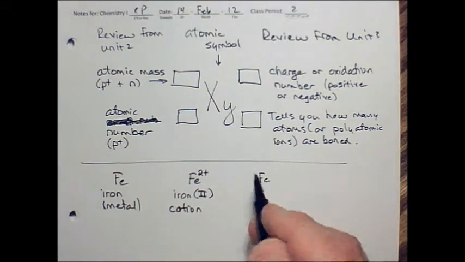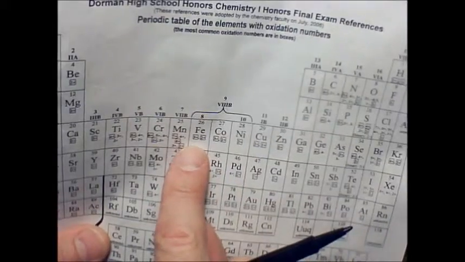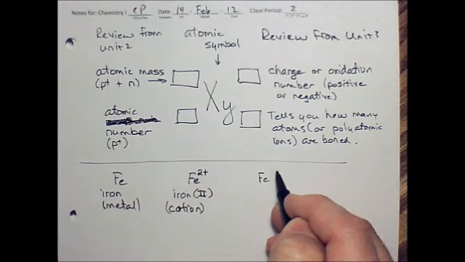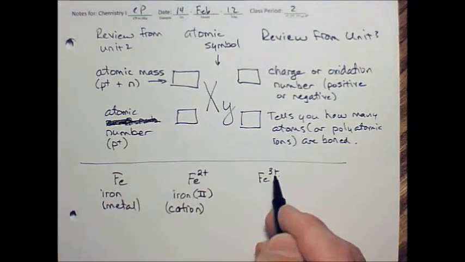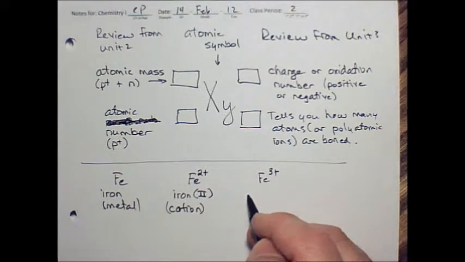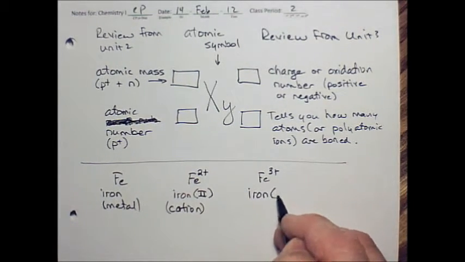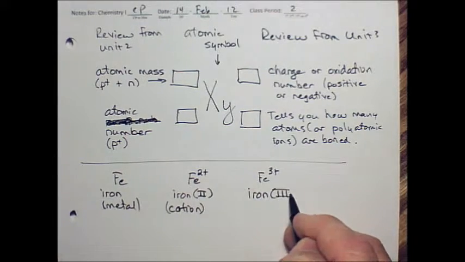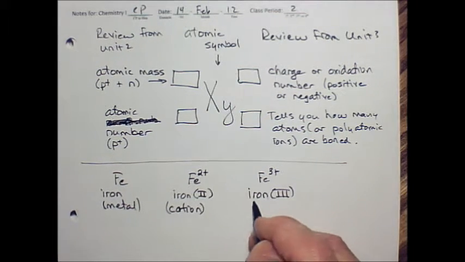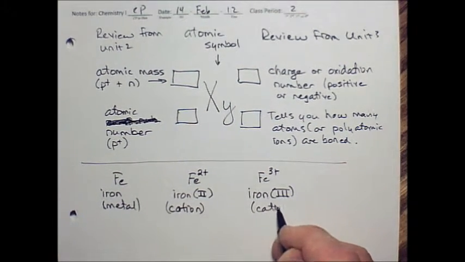All right, the other charge that you can find on iron commonly is 3+. So this is not iron the metal, or iron 2, it's iron 3. Use a Roman numeral in parentheses, no space between the word and the parentheses. And this is also a cation because it's a positively charged ion.